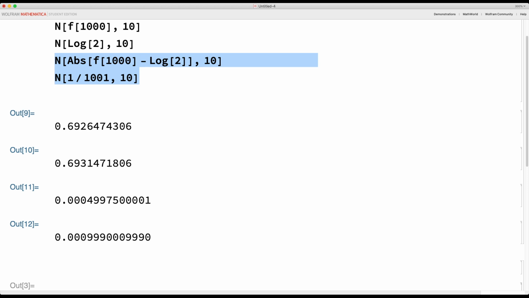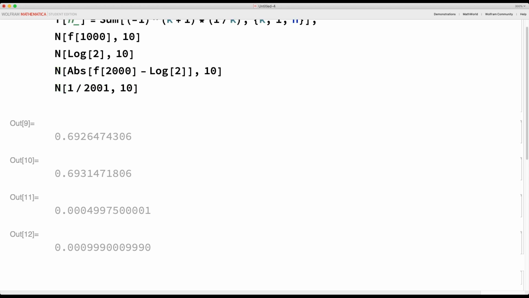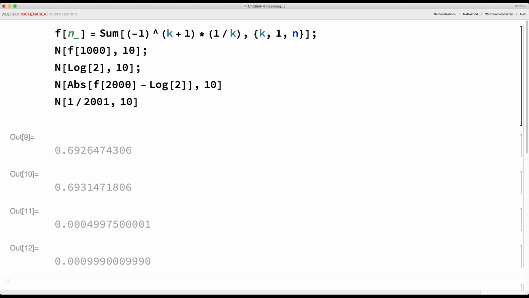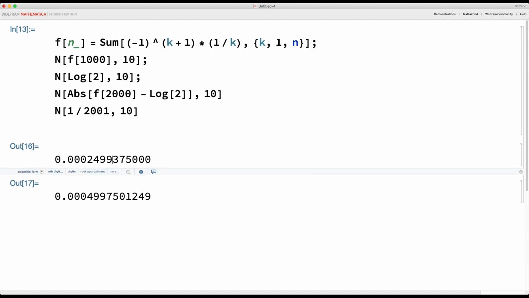What about if I went out to the 2,000th for my next trick? So if I go out 2,000 terms, then what would be the first term that I omit? The 2,001st term. Okay? All right, I'm going to omit those two numbers because I don't care about them right now. So what's the first number? The actual error. What's the second number? The first term I omitted. What do you notice about the error? Well, okay, it does seem to be about half as big.